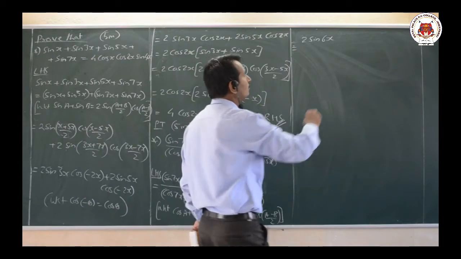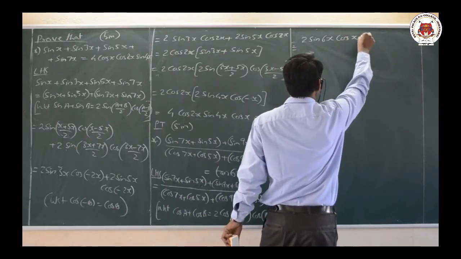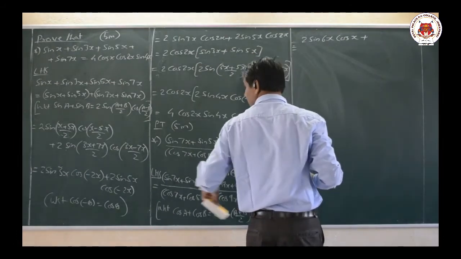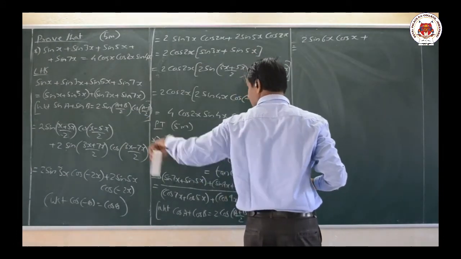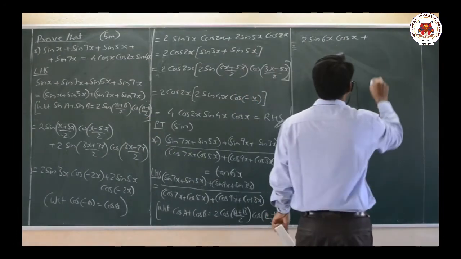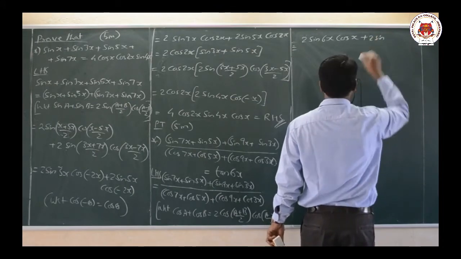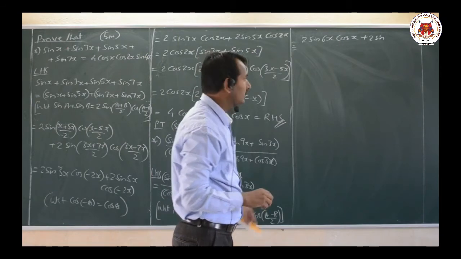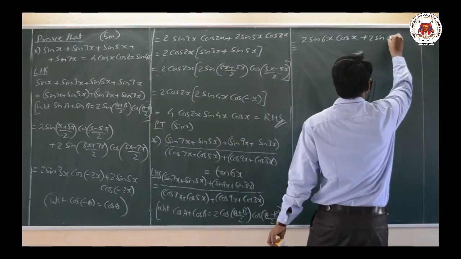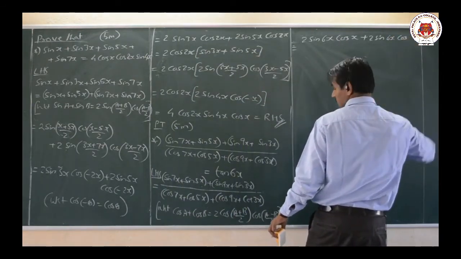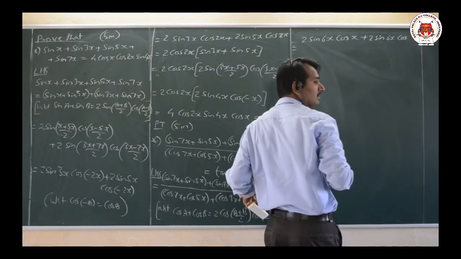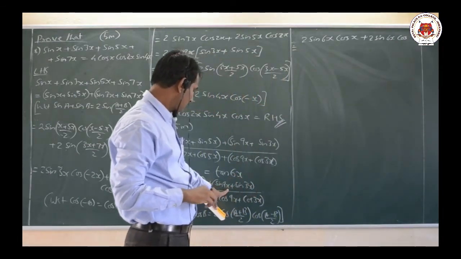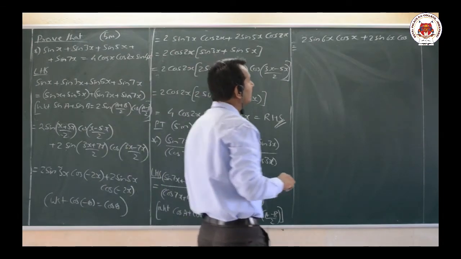Plus, now here sin 9x plus sin 3x, A is 9x and B is 3x. What we get here is 2 sin of (9 plus 3) by 2, 12 by 2, that is 6x, into cos of (9 minus 3), dear students, 9 minus 3 is 6x, 6x by 2, that is 3x.